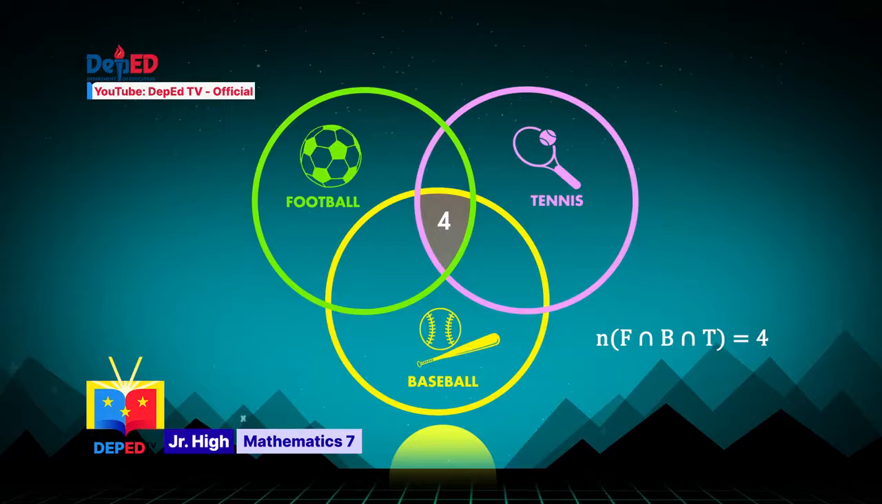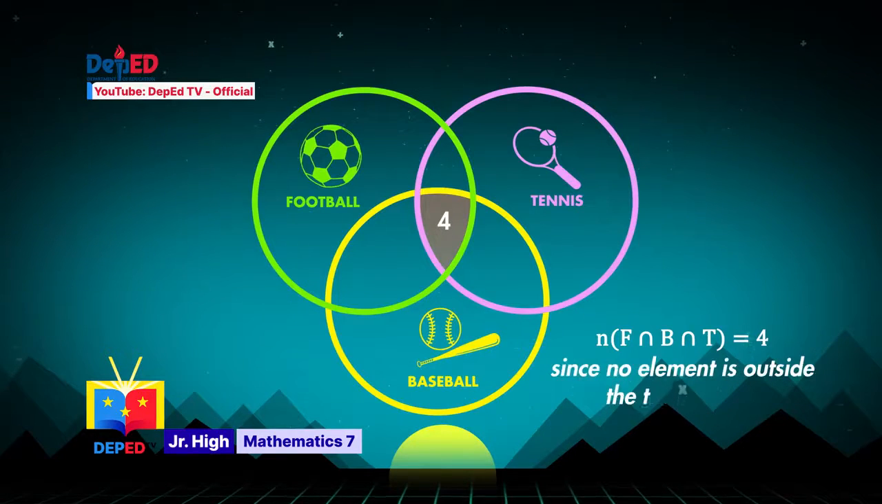Also, as hinted in the Venn diagram, there are no elements found outside the 3 circles because each member of this class is in at least one of these sports. In this step, we also need to identify what is asked in the problem. Ben, please tell us what is asked in the problem.